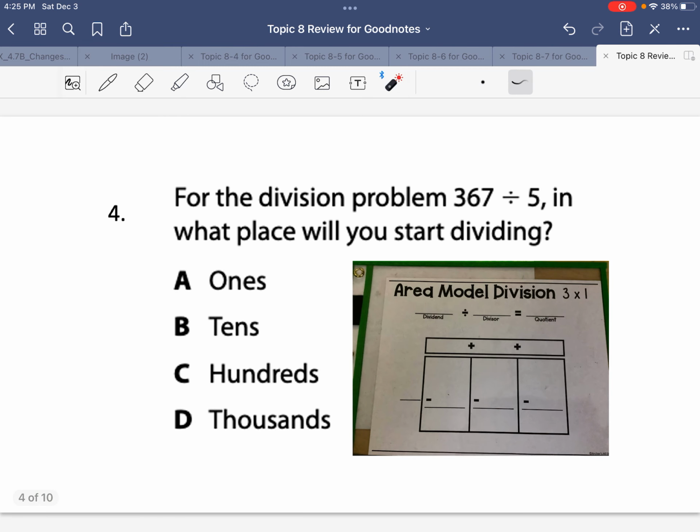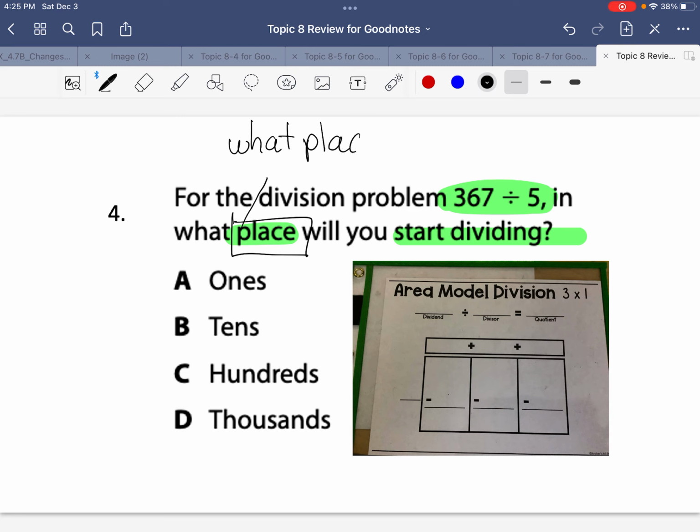Number 4 says, for the division problem 365 divided by 5, in what place will you start dividing? So it's giving us this equation, and it wants to know what place will you start dividing. When it's saying place, it's talking about place value. Okay, so like your 1s, your 10s, your 100s, your 1000s.